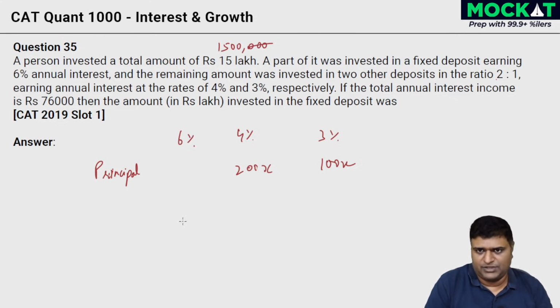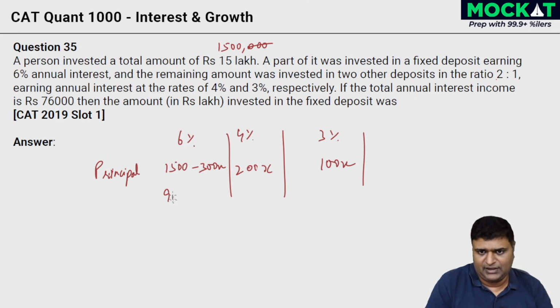At 6%, what's it going to be? If the total is written in thousands, 1500 is the total amount, 1500 thousands. Now from that 1500, I have given away 200x, 200x and 100x for 4% and 3%, right? 2:1 ratio. So I'm left with 1500 minus 300x. Now 6% of this is nothing but 6 into 15, ignore the zeros, right?